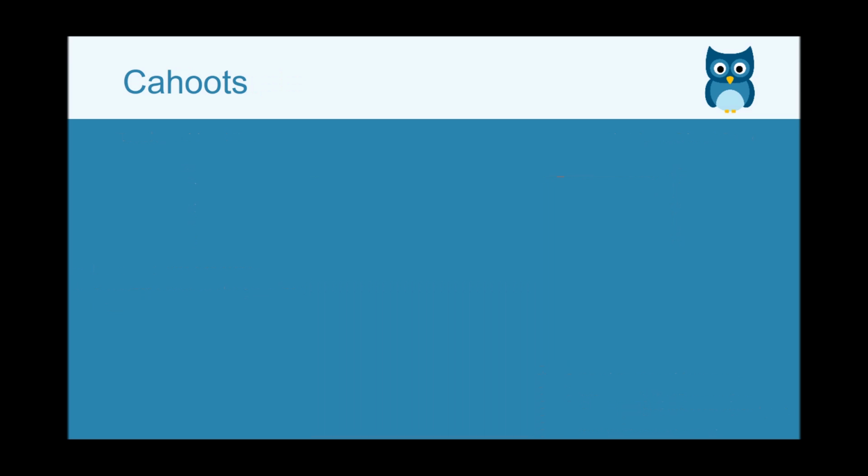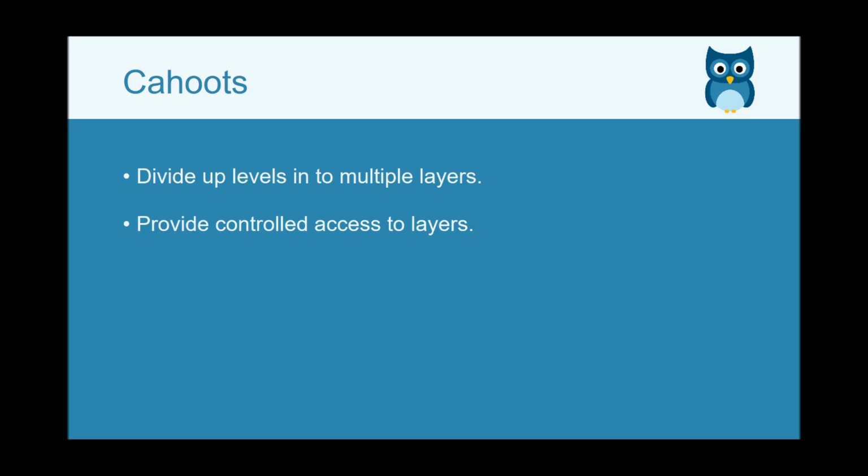If these sound like familiar problems to you, then Cahoots is the answer. Cahoots allows you to divide up levels into multiple layers. It controls access to those layers, enforcing that only one teammate is using a layer at any one time.